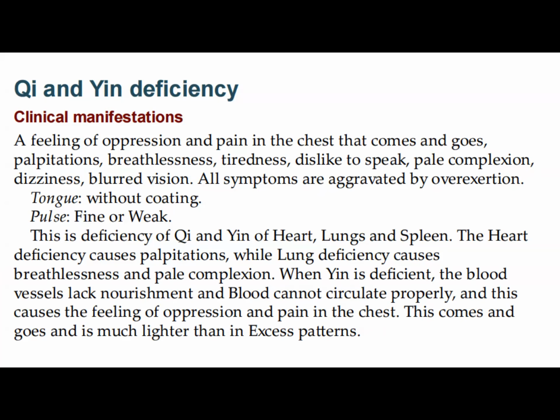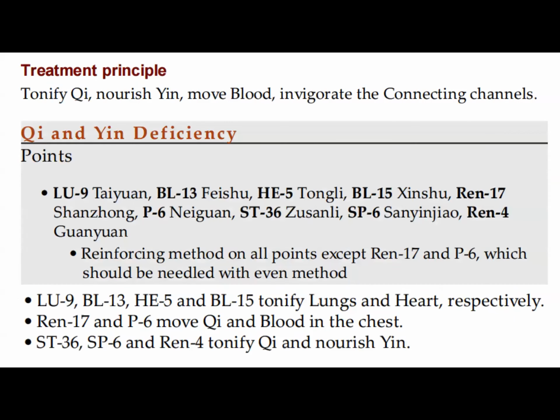So when you look at the tongue, since there is Yin deficiency, there is no coating. The pulse is fine or weak. This is deficiency of Qi and Yin of the heart, lungs, and spleen. Heart deficiency causes palpitations. Lung deficiency causes breathlessness and pale complexion. When Yin is deficient, blood vessels lack nourishment. Blood cannot circulate properly, and this causes a feeling of oppression and pain in the chest. This comes and goes, much lighter than in excess patterns.